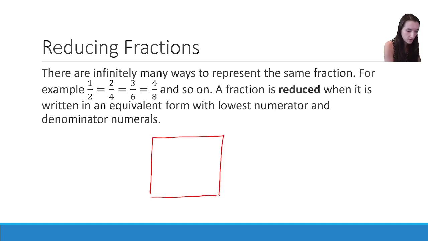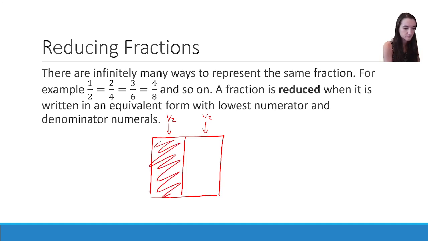So here we have, I'm going to call this a square. Let's pretend it's a perfect square. I'm splitting it into two parts. So this is 1/2 of the square, right? And this is the other half, so together they make a whole square. Okay, so I'm coloring in this half, right?